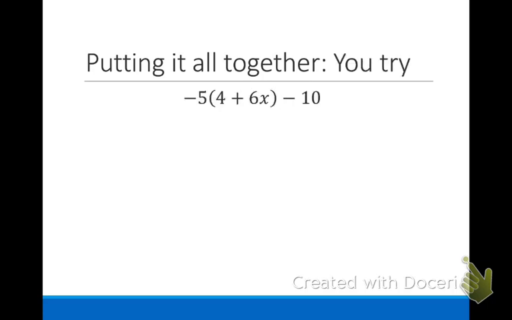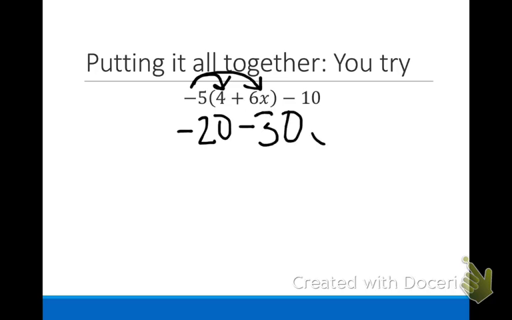Okay, your turn. Go ahead and pause it while you give this one a shot. All right, let's go through what you did. Follow along, check your answer with me here. So I have negative 5. I'm going to distribute first. Negative 5 times 4 is negative 20. Negative 5 times positive 6 is negative 30x, don't forget that x, minus 10.